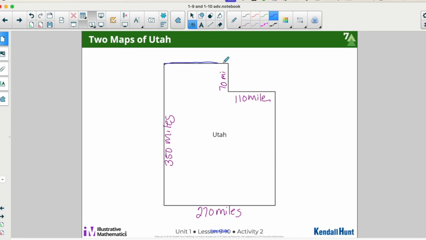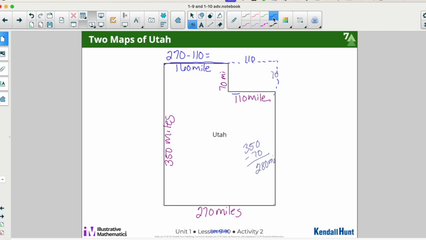So this piece right here, the whole width is 270 miles, and this piece is 110 miles. So 270 minus 110 gives us 160 miles. And if the whole height is 350, this would be 70. So 350 minus 70 gives us 280 miles for this section right here.